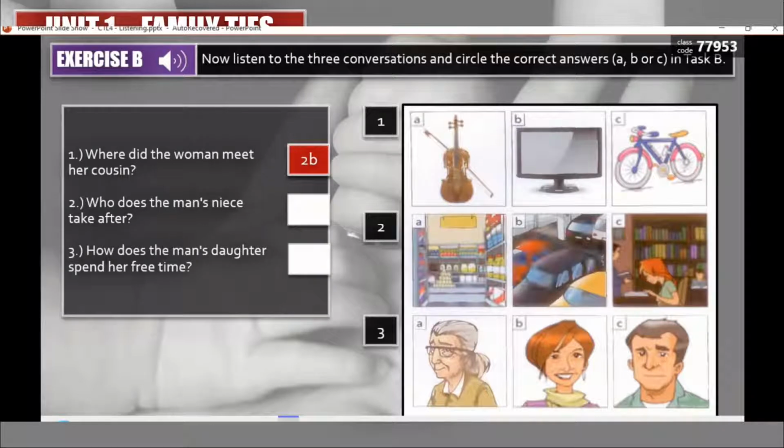Now, you answer question number 1. Where did the woman meet her cousin? The answer is in picture 2B, in a car park. Question number 2. Who does the man's niece take after? It is grandmother. How does the man's daughter spend her free time? Playing violin.